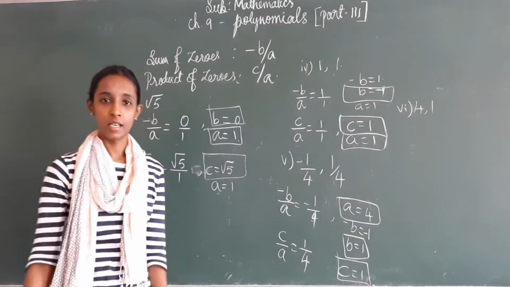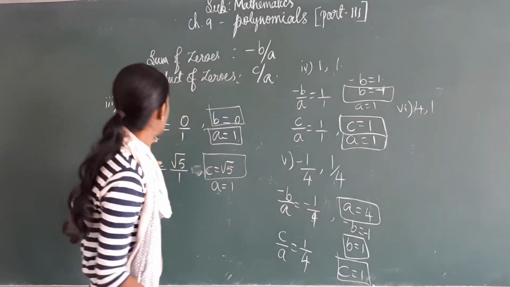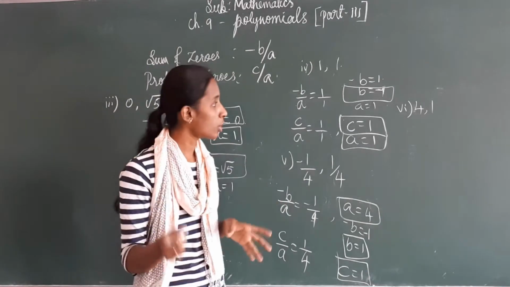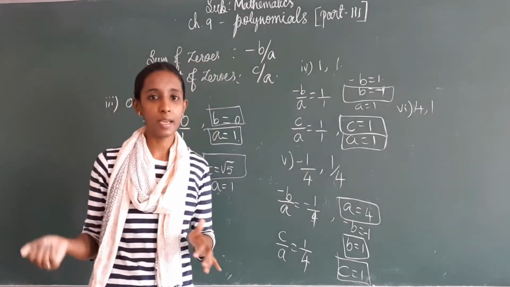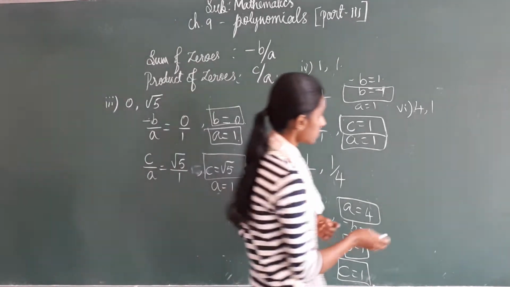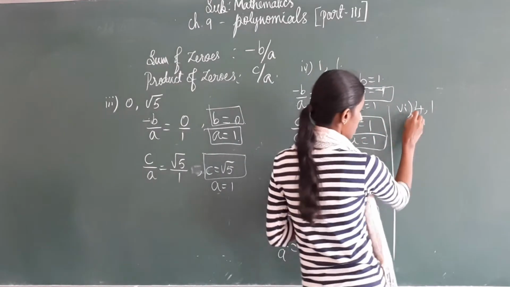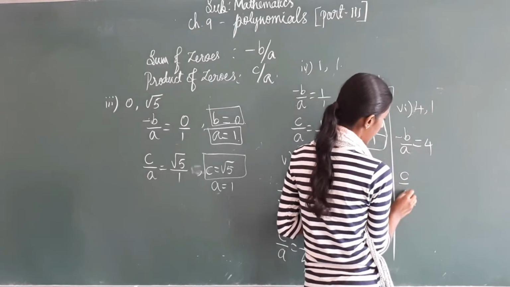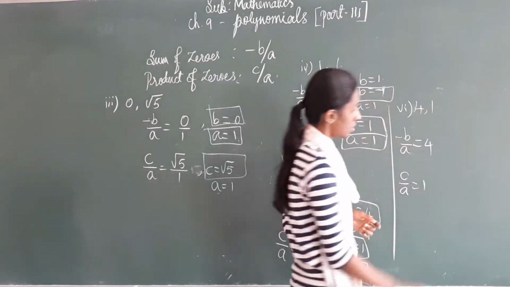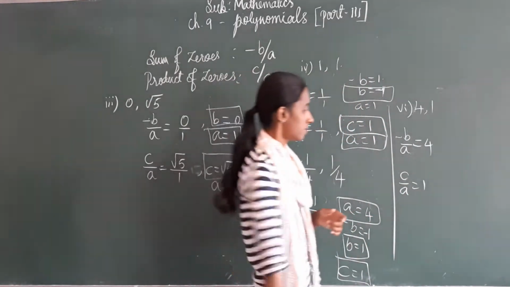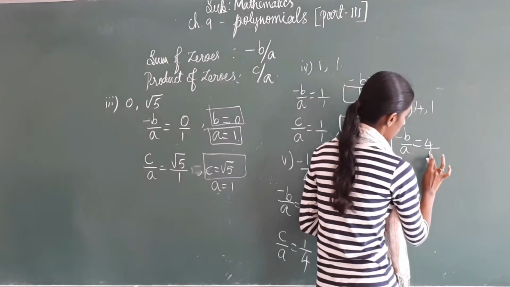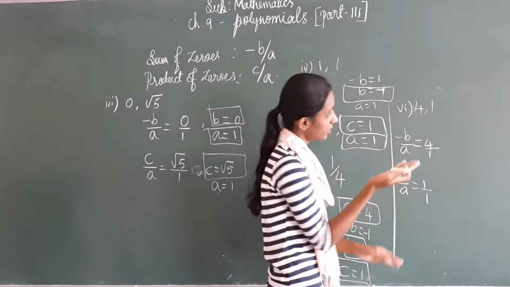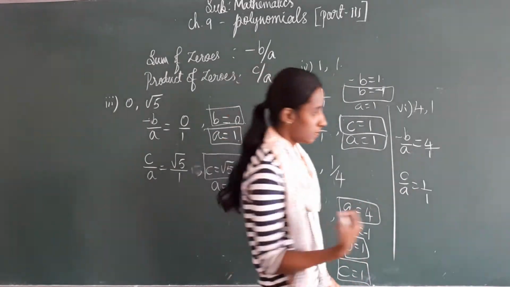Simple, right? Just equating. But wherever you have, like in the first and second questions, you have to see what number you have to multiply and divide. Here, minus b by a is 4, that is the sum is 4, and c by a is 1. Denominator you don't have anything, so I write it as 1. If you don't have anything in the denominator, 1 will be there, right?